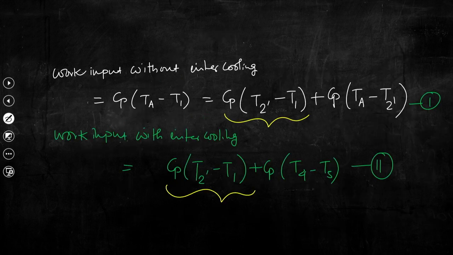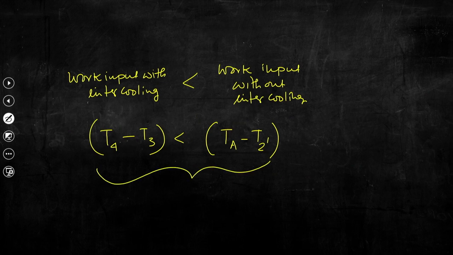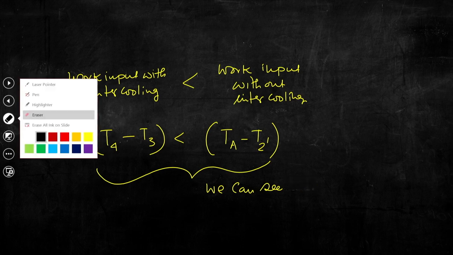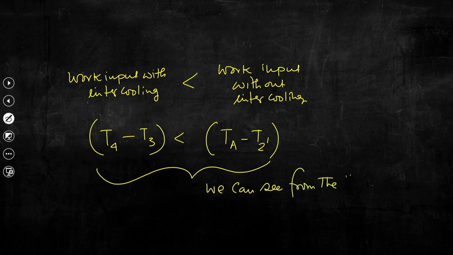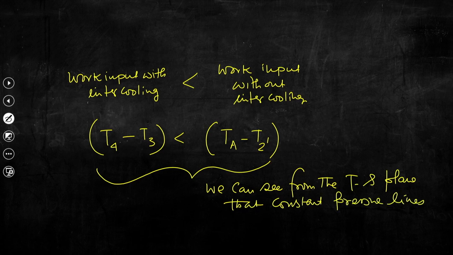So, we can see from the TS plane that constant pressure lines diverge as we move from left to right. So, this is true, and hence whatever we could establish in the last class from the PV plane, that saved amount due to intercooling, is also getting justified from this analysis by mapping the processes in a TS plane.